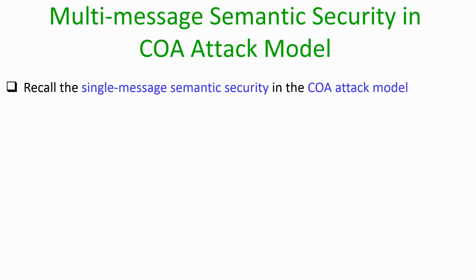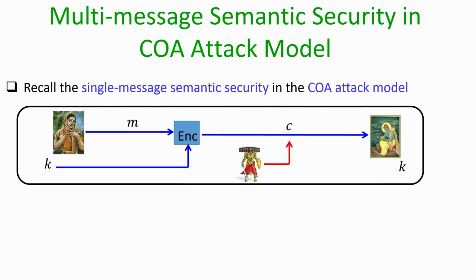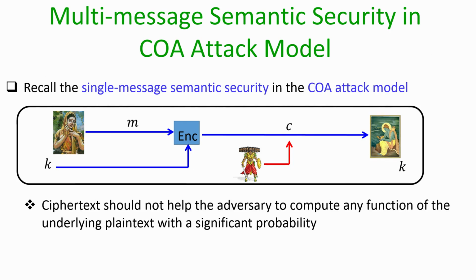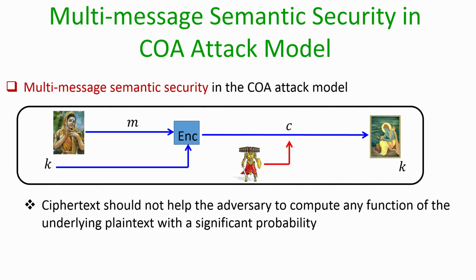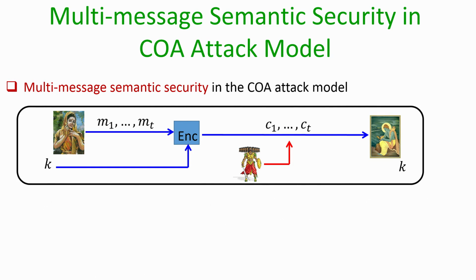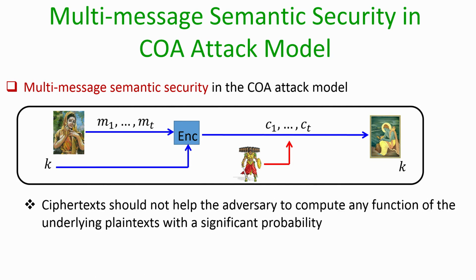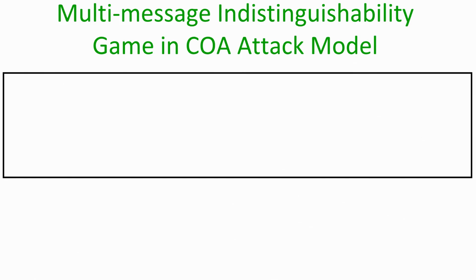For this, recall the single message semantic security. In the single message semantic security the goal was that sender encrypted a single message using a short key, and by eavesdropping the ciphertext we wanted to ensure that the adversary could not compute any function of the underlying plaintext. Whereas, for the multi-message semantic security the requirement is that now sender would like to encrypt a sequence of messages using the same key, and those ciphertexts are eavesdropped by the adversary, and we want to capture the intuition that seeing the ciphertext does not help the adversary to compute any function of the underlying plaintext with a significant probability. And we can model this requirement as an indistinguishability game.